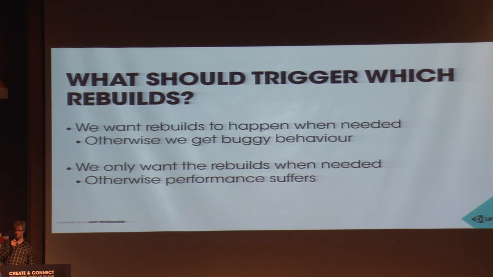So, what should trigger which kinds of rebuilds? We want the rebuilds to happen often enough when they're needed, because if something changes but rebuild doesn't happen, it will look like the element is lagging behind, and it can look like buggy or incorrect behavior. But we also don't want the rebuilds to happen too often, because then the performance will suffer.